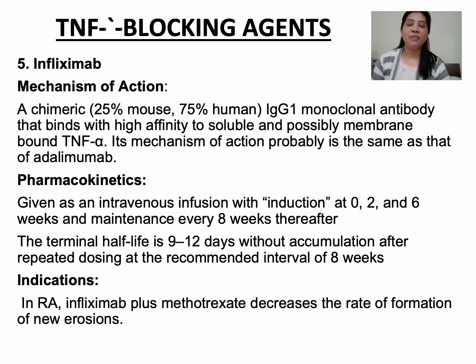Number 5 is infliximab. Its mechanism of action: it is a chimeric IgG1 monoclonal antibody that binds with high affinity to soluble and possibly membrane-bound TNF-alpha. Its mechanism of action is the same as adalimumab. It is given as an intravenous injection with induction at 0, 2, and 6 weeks and maintenance every 8 weeks thereafter. Its terminal half-life is 9 to 12 days without accumulation, and repeated dosing is recommended at an interval of 8 weeks. It is indicated for RA in combination with methotrexate to decrease the rate of new erosion formation.